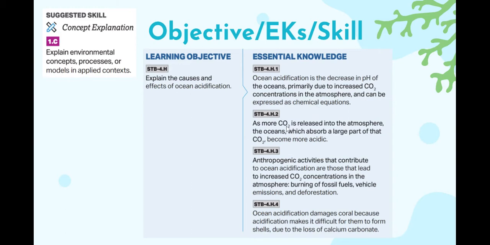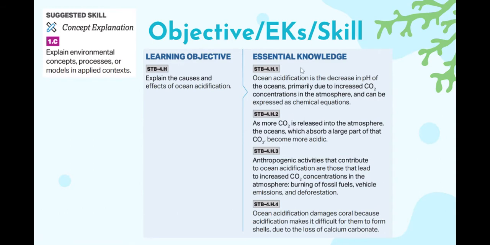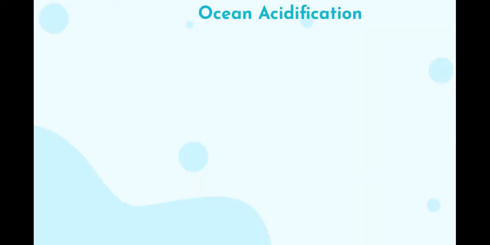The decreased pH is because of the huge increase of CO2 in the atmosphere. The oceans can contribute to acidification because there's more CO2 in the water. The CO2 is from fossil fuels, vehicle emissions, and deforestation, and it causes problems. Now, the suggested skill is to be able to explain this concept, process, or model in applied contexts.